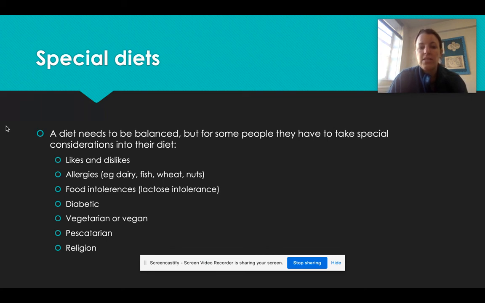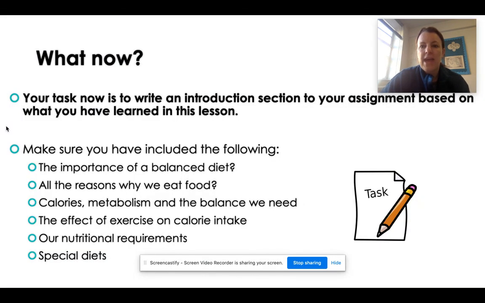lactose intolerant. Could be diabetic, could be food choice: vegetarian, vegan, pescatarian is someone that eats fish but not meat, or your religion could mean that you omit certain foods. So if you have these special diets, you need to make sure that your diet is still balanced in a different way. Okay, so what now?